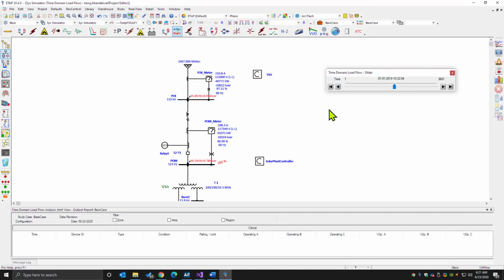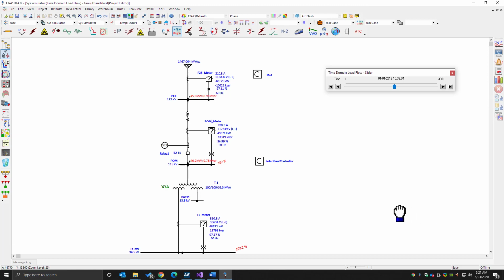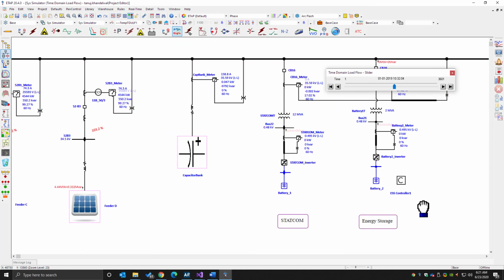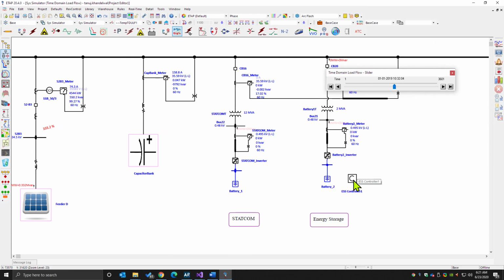In ETAP, the controller can be modeled in a couple of different methods. You can essentially model the controller at the TSO level. You can model a power plant controller, and you can also model a controller at the individual component level, for example, as shown for this battery energy storage. Each controller is linked together in order to coordinate the control within the electrical system.